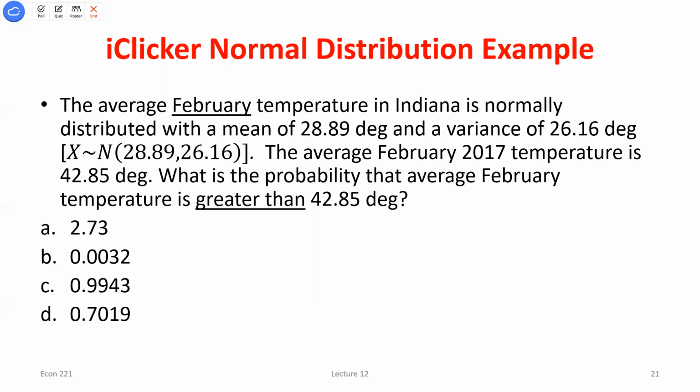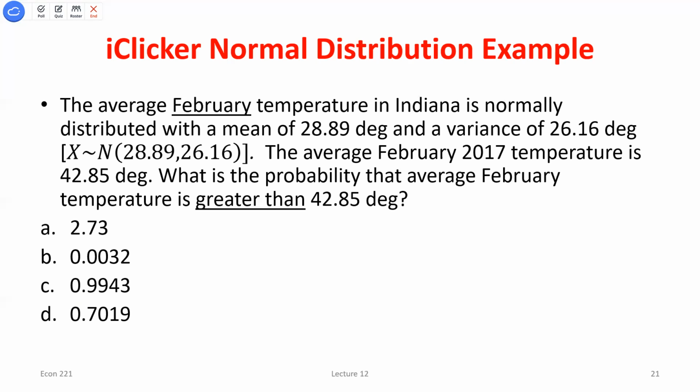We've got all the things that we need to calculate a z-score. If you remember the equation for our z-score, we take the x value we're interested in, subtract the mean, and divide by the standard deviation. Here my cutoff value is 42.85, my mean is 28.89. Standard deviation, I have a little bit of work to do. I was just given the variance, so it's the square root of 26.16, something just a little bit over 5.